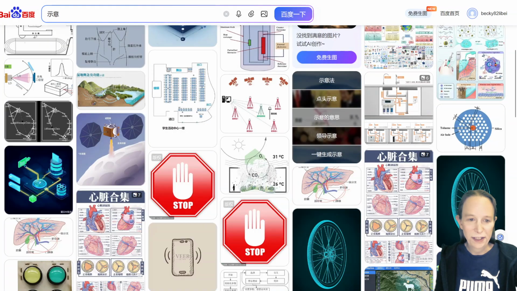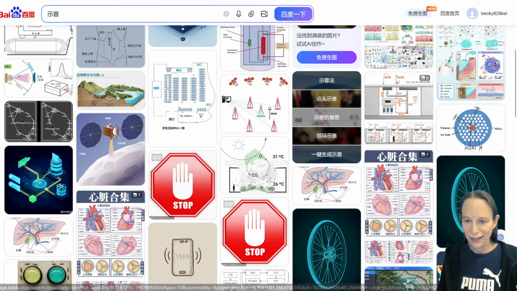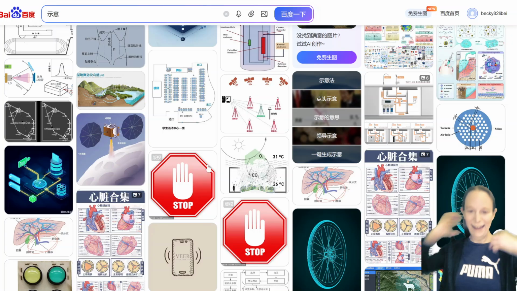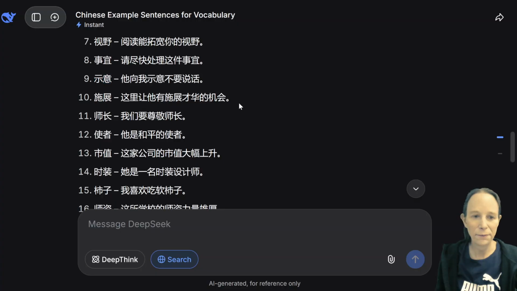That didn't really help much, did it? Stop. Okay. 手示意停车. Okay, so this is a hint, a non-verbal hint that you should stop your car. I'm not sure what the others are doing here, so let's move on.